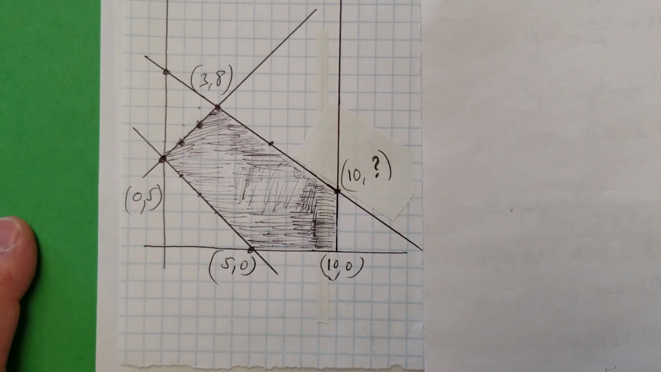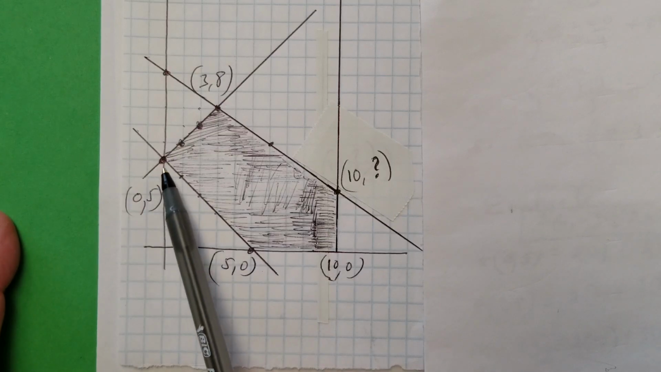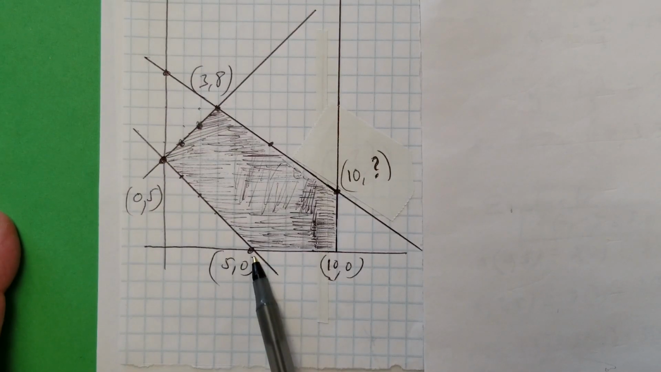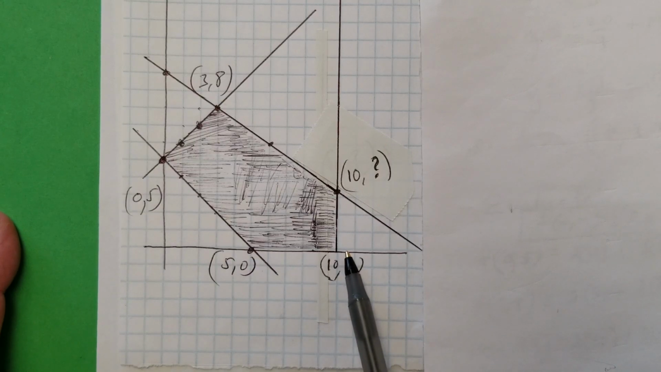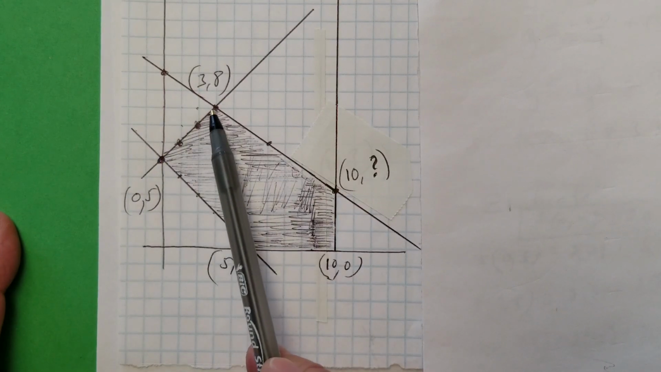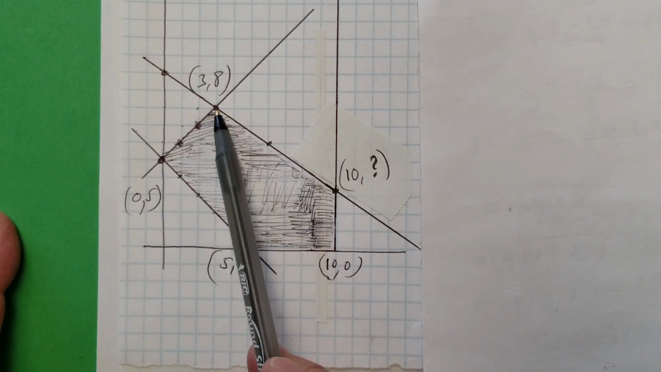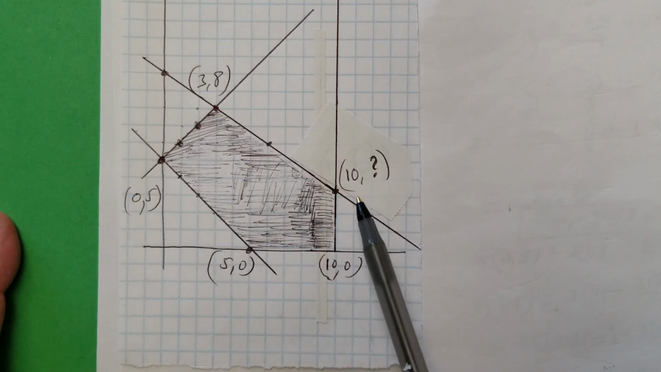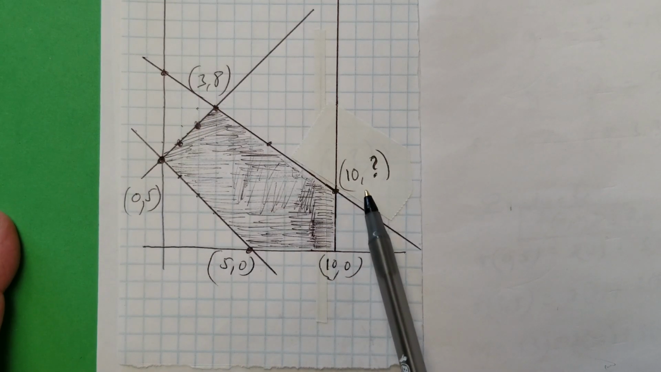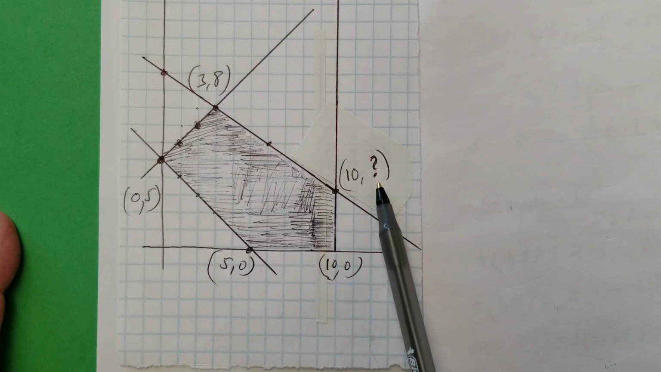Now notice, this one is easy, right? 0, 5, 5, 0, 10, 0. And this one, if you look carefully, this one is easy too, 3, 8. Okay? But this one doesn't fall on a corner. It's 10 something, but I don't know what it is.